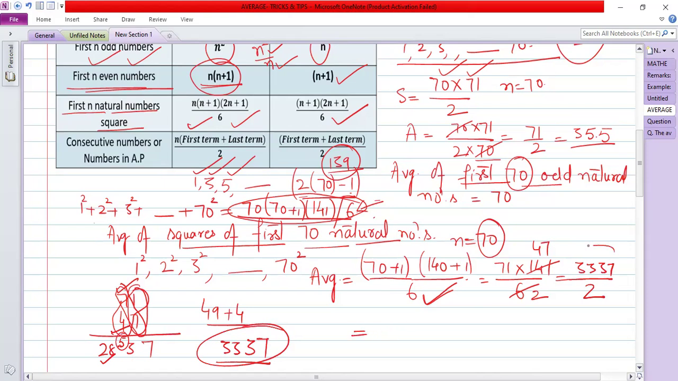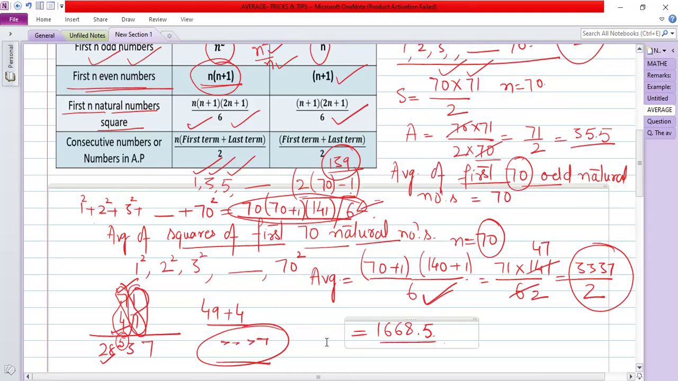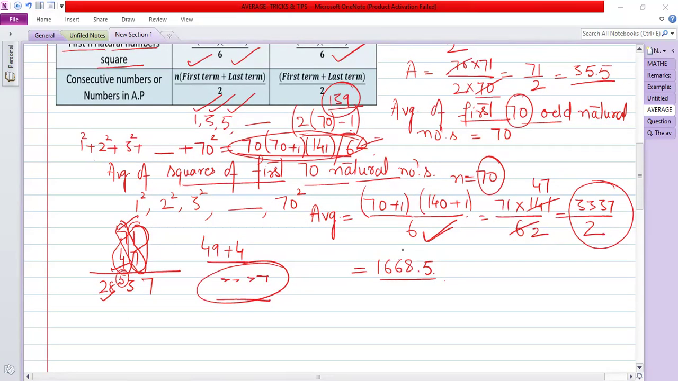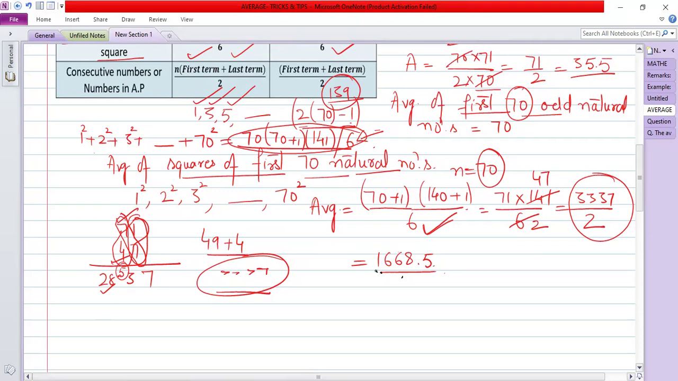Okay. Further we need it in decimal, so 3337 divided by 2 is 1668.5, that is 1,668.5. This is the average of the squares of 70 natural numbers, meaning the average of these numbers.